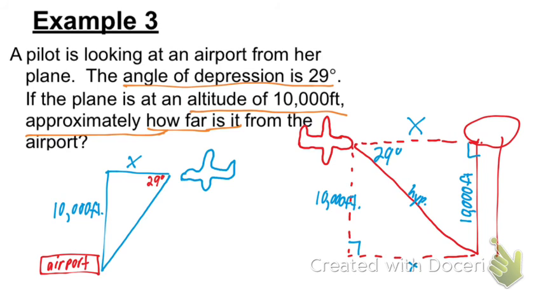So where's the 29? If I just go straight down for that 10,000 feet, for the hypotenuse, where would the 29 degrees go? On the other triangle. It'd be an angle of elevation looking up toward the plane from that spot.